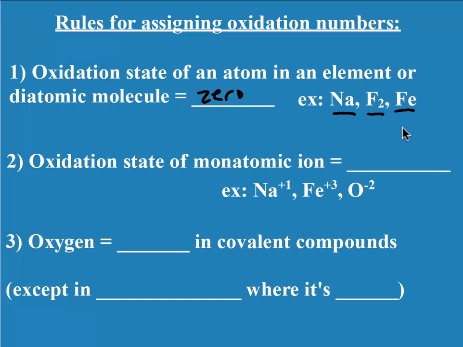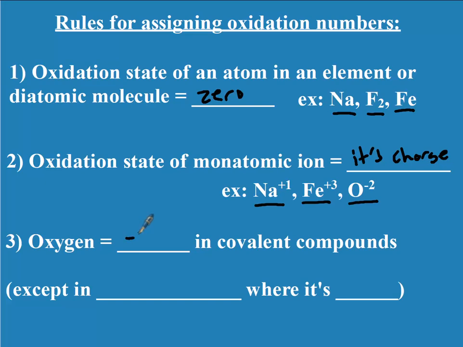The oxidation state for a monatomic ion is its charge. So if I had Na+1, then it'd have an oxidation number of +1. Fe+3 would be a +3. So in this case, the charge and the oxidation number are the same thing. But we're going to refer to it as an oxidation number when we're referring to the electrons being transferred.